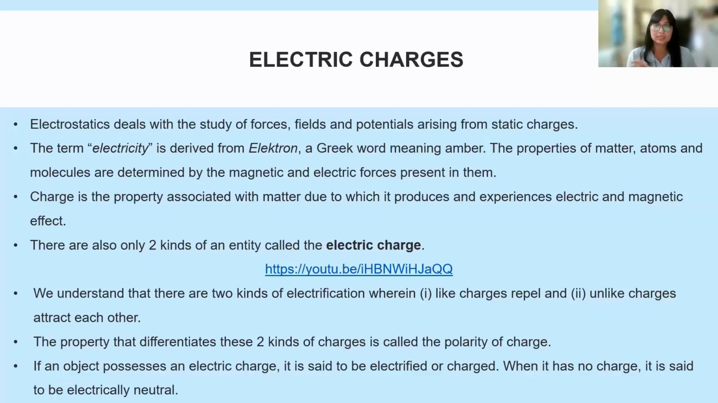If an object possesses an electric charge, it is said to be electrified or charged. When there is no charge, it is said to be electrically neutral. So when we charge a glass rod with silk, we say the glass rod is now charged. When we rub the balloon with wool or silk or any such fabric, we say the balloon is now charged or electrified. If there is no charge, then it is electrically neutral.